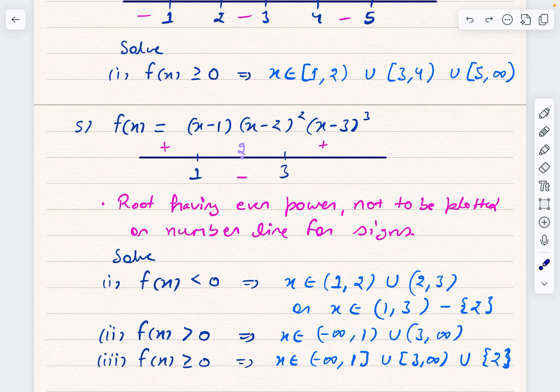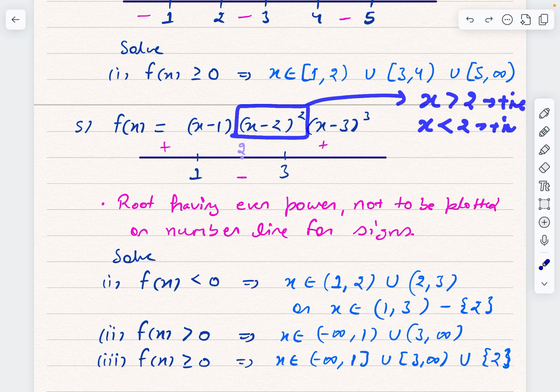Why? Because see, x minus 2 square is there. If I put x more than 2, it will be positive. If I put x less than 2, it will be positive. That means this does not make any sign changes. X minus 2 square will always be positive only. So this we can neglect for sign changes.